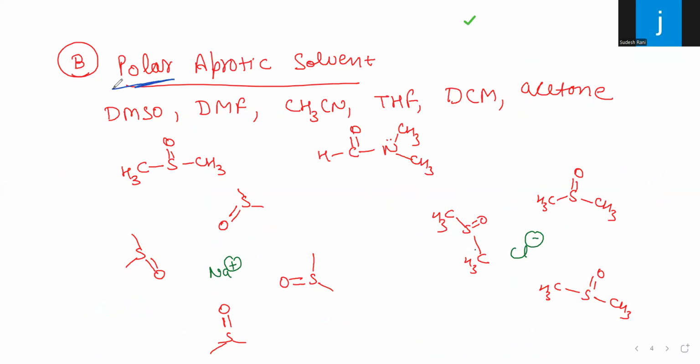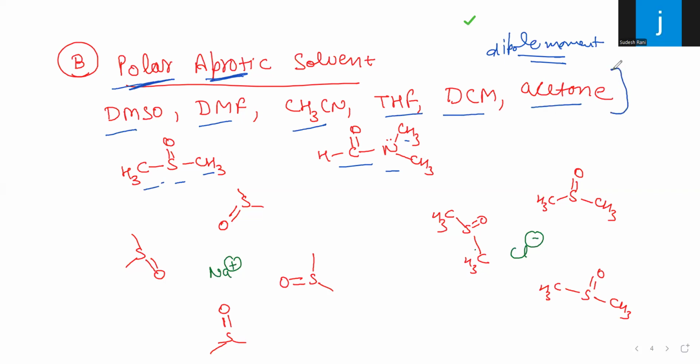So these solvents are polar, meaning these all have a particular dipole moment, so these are polar in nature. Aprotic means these do not form hydrogen bonds. So these are some examples: DMSO, dimethyl sulfoxide, DMF, dimethyl formamide, ACN, acetonitrile, THF, tetrahydrofuran, DCM, dichloromethane, and acetone. So these are the examples of polar aprotic solvent. One of them is DMSO, dimethyl sulfoxide.